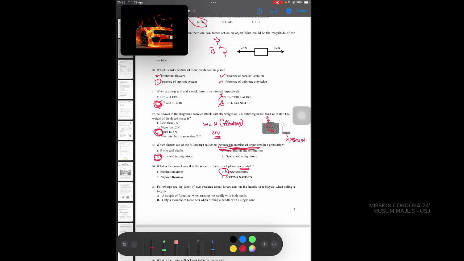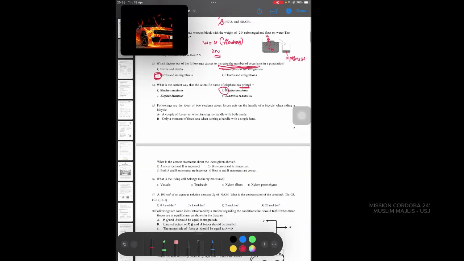Following are the ideas of 2 students about the forces that act on the handle of a bicycle. I consider the handle like this. A couple of forces act when turning the handle with both hands. One handle you push down, the opposite handle you push up. Imagine you are riding a bicycle or bike and you want to take a turn at the bend. Let's say I'm turning to the right. If I'm turning to the right, my right handle I should pull down, and the left handle pull up. That is how it turns. So is that a couple of forces? Yes or no?